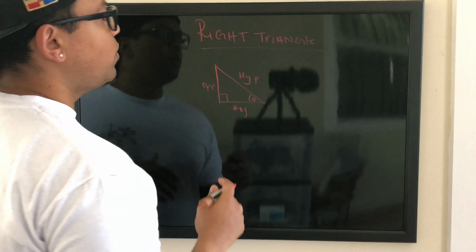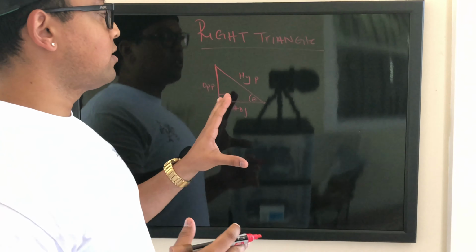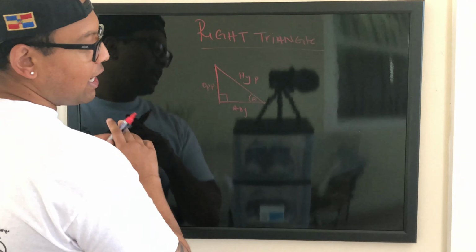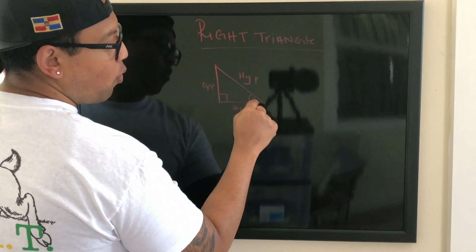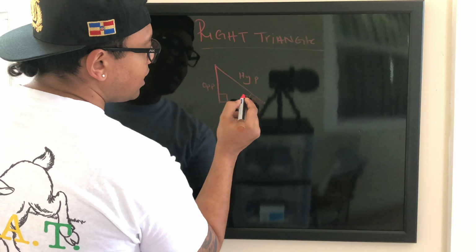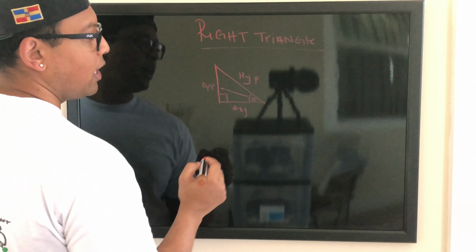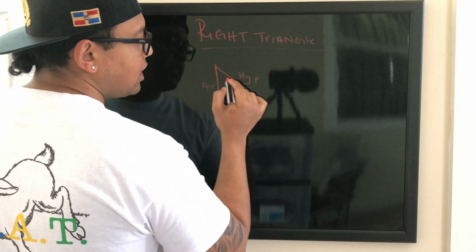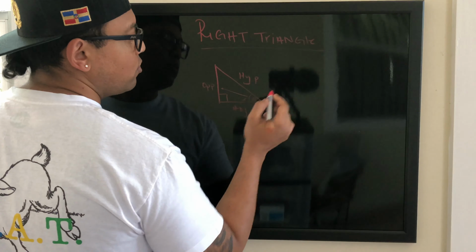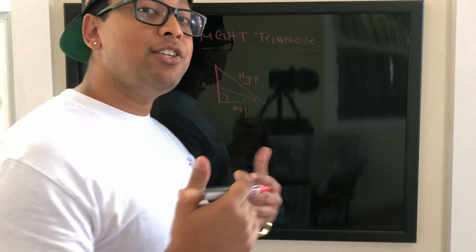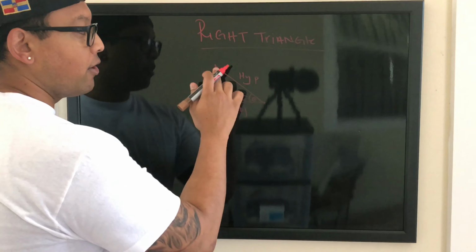Now, the reason why it's labeled like this for the time being is that if I was looking at this from theta's point of view, the reason why they call this opposite is because right here is opposite of theta, okay? And then right here is adjacent to theta. And then obviously the longest side is always called your hypotenuse. That's why this is always looked at in this fashion. It changes depending on where your angle is.